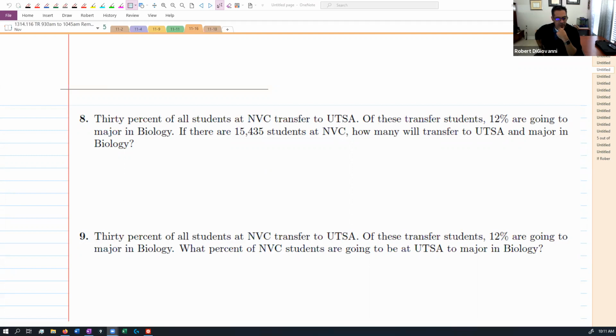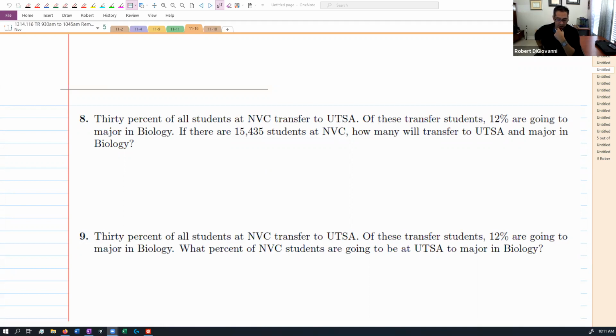So 30% of all students at Northwest Vista transfer to UTSA. Of these transfer students, 12% are going to major in biology. If there are 15,435 students at Northwest Vista, how many will transfer to UTSA and major in biology?